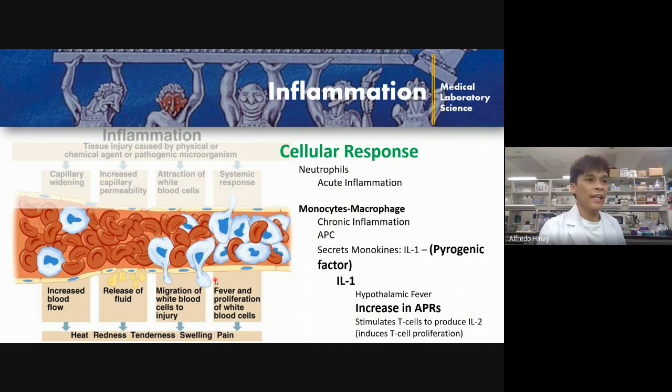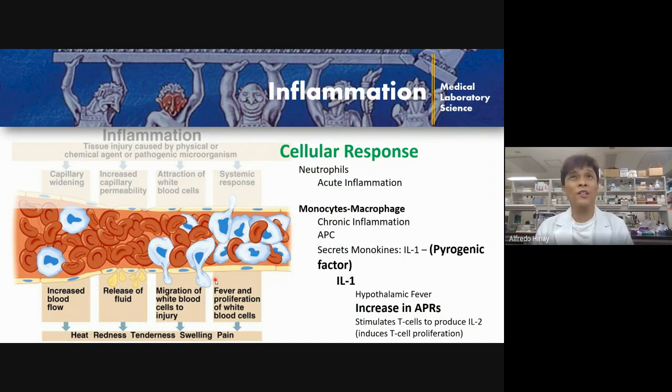And then your monocytes and macrophages are the major producers and secretors of your monokines, which is your interleukin 1. Interleukin 1 is a pyrogenic factor. This is the reason why during inflammation you usually have fever, because it's pyrogenic. Ibig sabihin ng pyrogenic, induce fever. They will actually go to your hypothalamus and increase the production of your PGE, your prostaglandin, and then your prostaglandin will increase the body temperature.